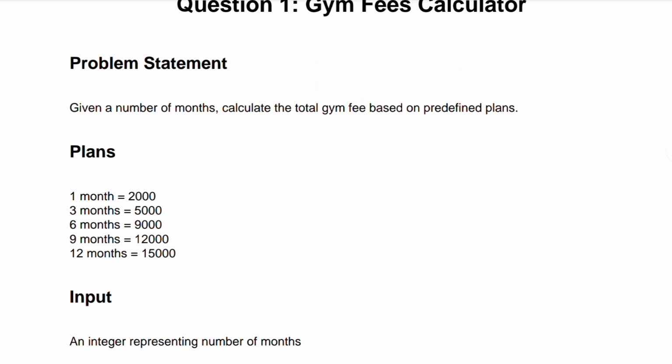We are given a number of months and we need to calculate the total SIM fee. Here are the plans: 1 month, 2, 3, 6, 9, 12. The input which we are given should be divisible by 3, 6, 9, 12. The tricky part is you cannot choose random months like 2, 5, etc. The input must be divisible by 3. If it is not divisible by 3, the output should be error.